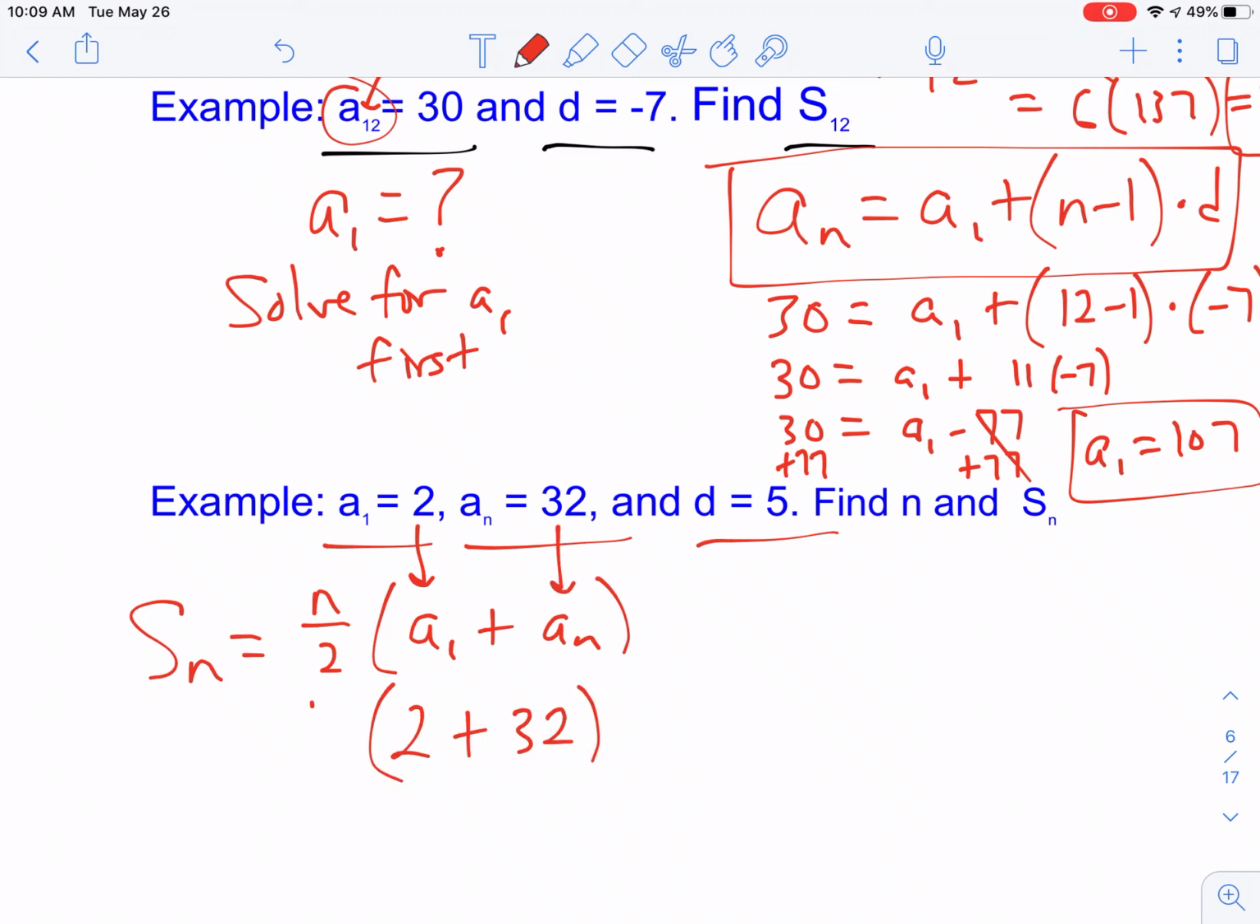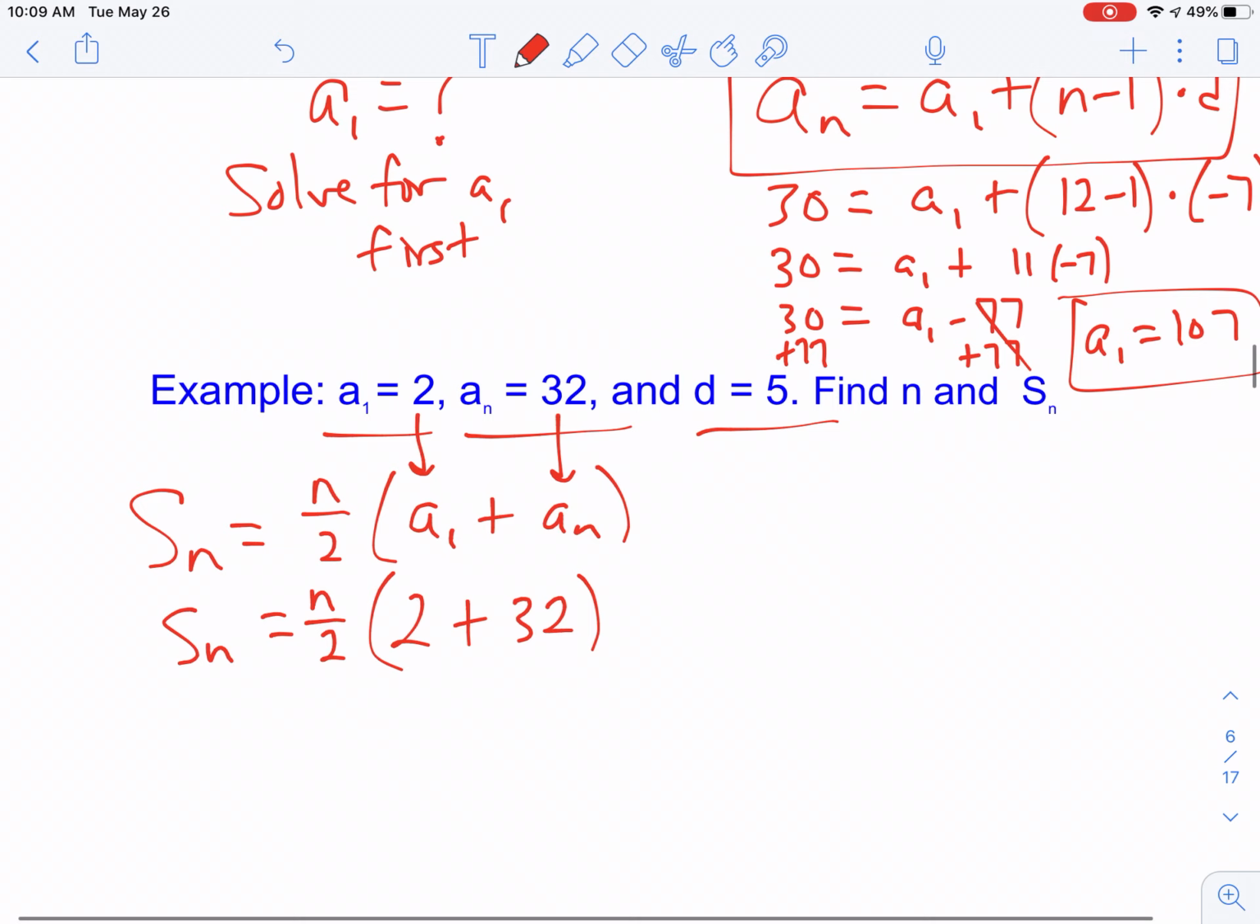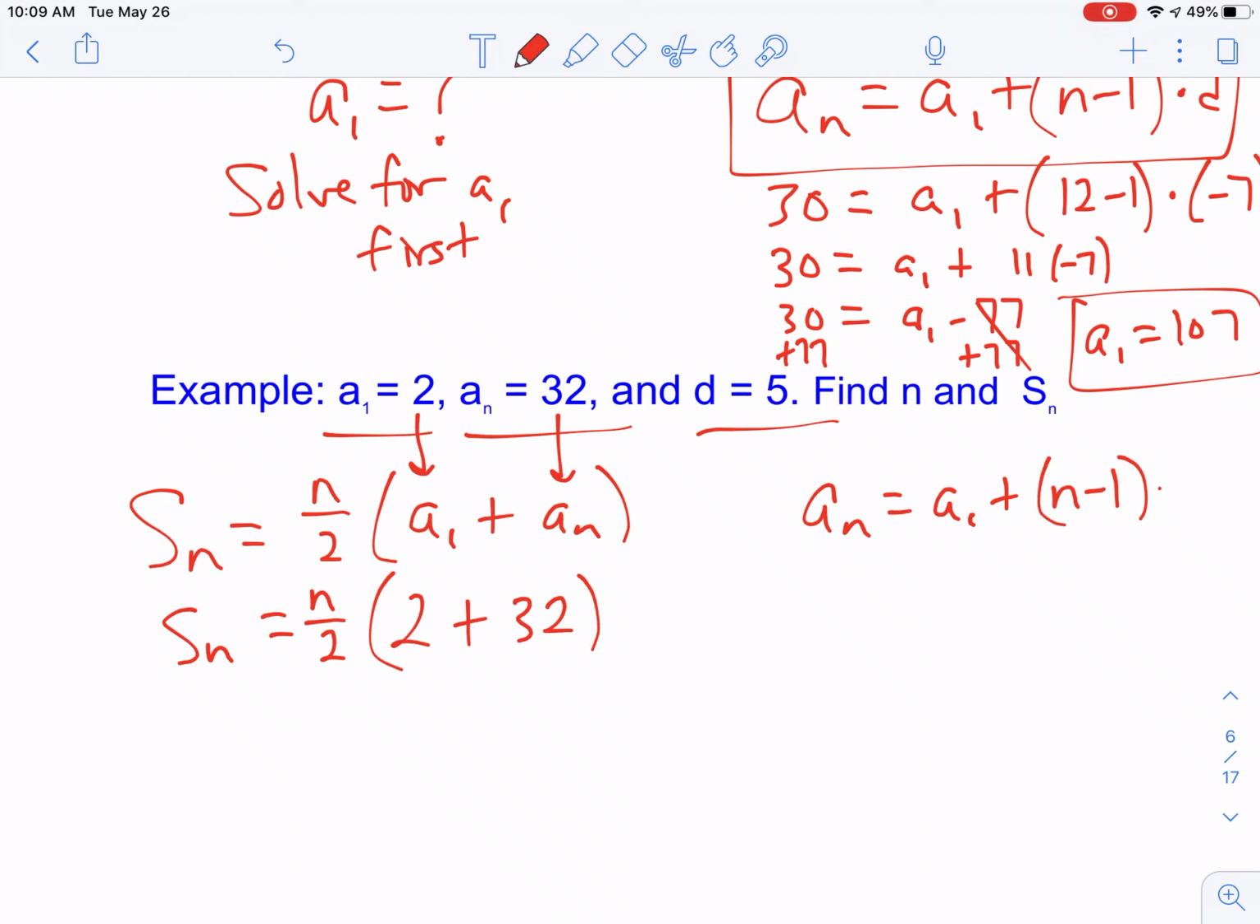But we don't have N. We don't know how many terms there are in this sequence. That's what N represents. It represents the number of terms in the sequence. We just know the first one is 2 and the last one's 32. We don't know how many terms there are, though. So therefore, we won't know how many pairs to sum. So we need to use the other formula to figure out what N is. These two formulas will always be used in conjunction with one another.